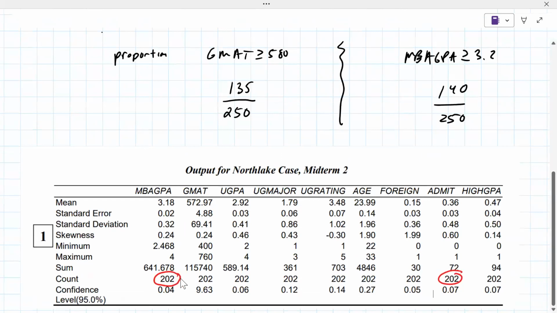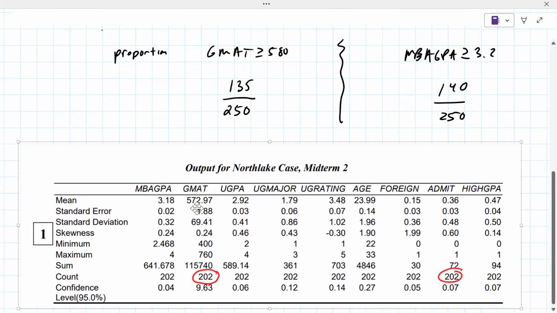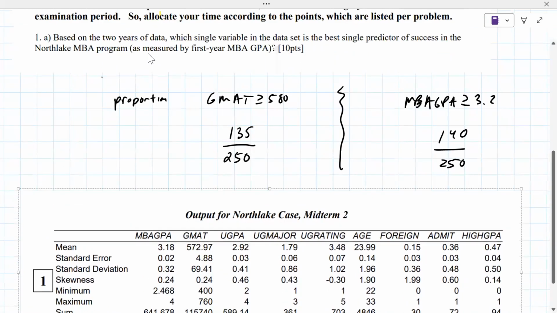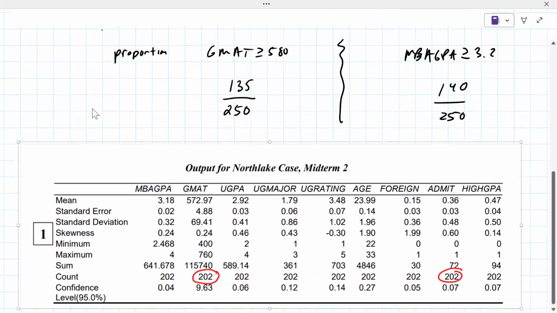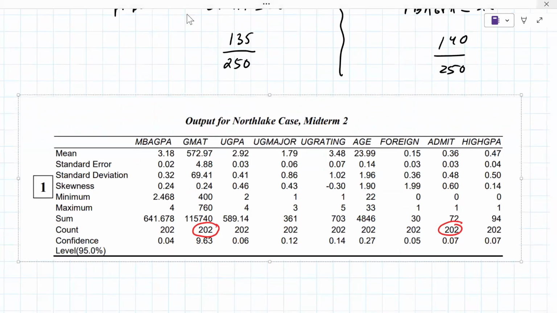So then the GMAT here, we got a sum of that. What are they coming up with there? That's the sum of the GMAT scores, not super useful. Okay, let's go back to the question. Based on two-year data, which single variable in the data set is the single best predictor in the success of the Northlake MBA program? All right. So we're looking at this p-value down here in the last row.